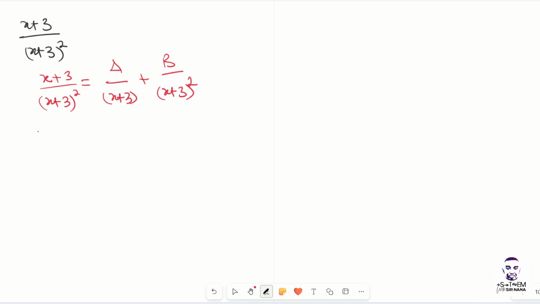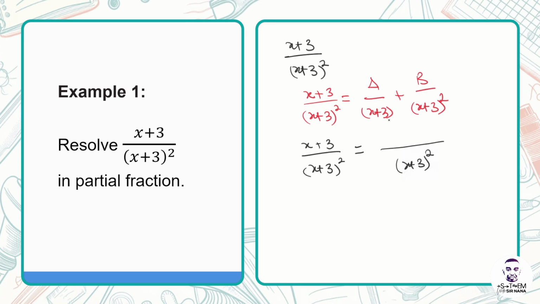We write the left hand side again, so x plus 3 all over x plus 3 all squared. Then we find the LCM on the right hand side. Now we see that the LCM of x plus 3 and x plus 3 all squared will be x plus 3 all squared, because x plus 3 can go into x plus 3 all squared. So when x plus 3 goes into x plus 3 all squared, we have A multiplying x plus 3, then plus B. X plus 3 going into x plus 3 will be 1, so 1 multiplied by B will be B.